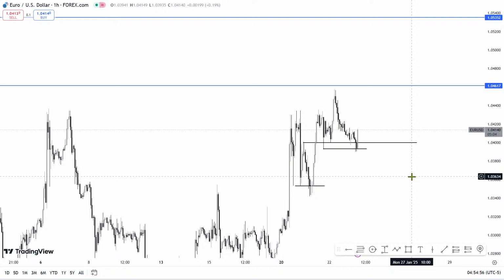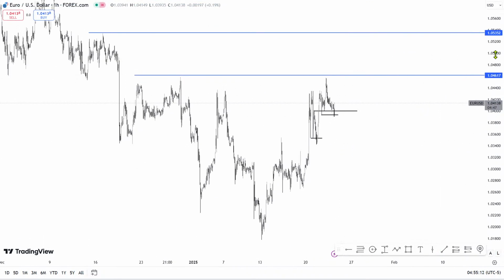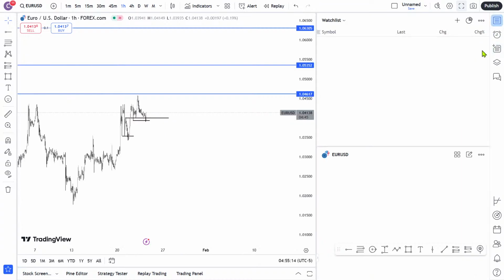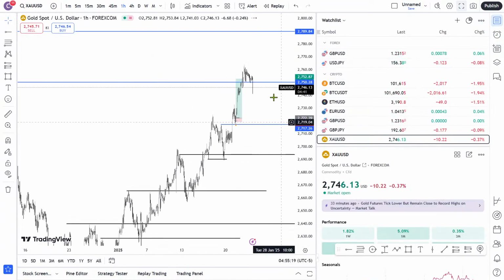Okay, my friends. So this is my expectation for Euro USD, my expectation for foreign currency, and the dollar index. Okay. Today I think we will not go through gold, but let me see if there's something on gold for us to go through.